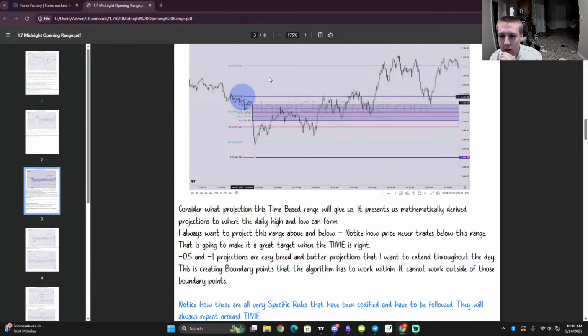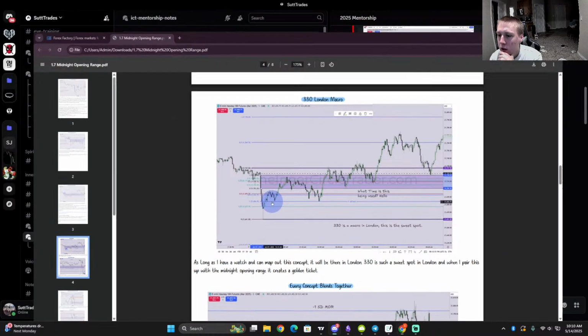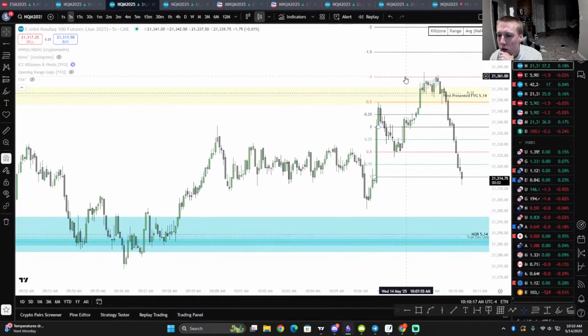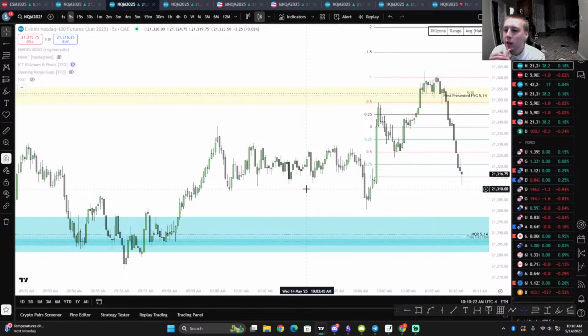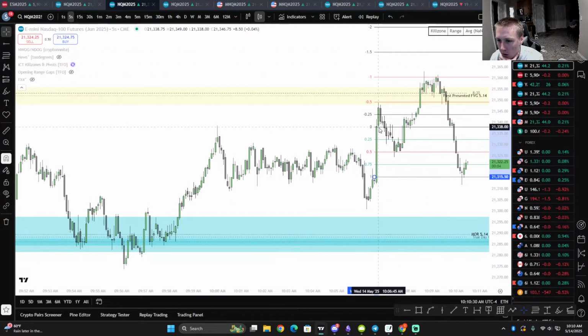He talks about extending fair value gaps higher and lower. And notice that? How we get that? You only want to do it on larger fair value gaps. You don't want to do that on every fair value gap that you have.